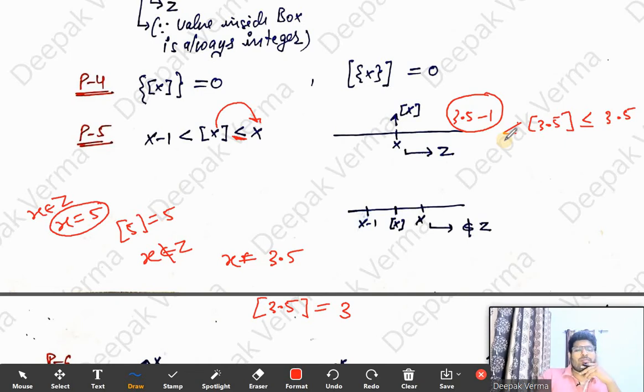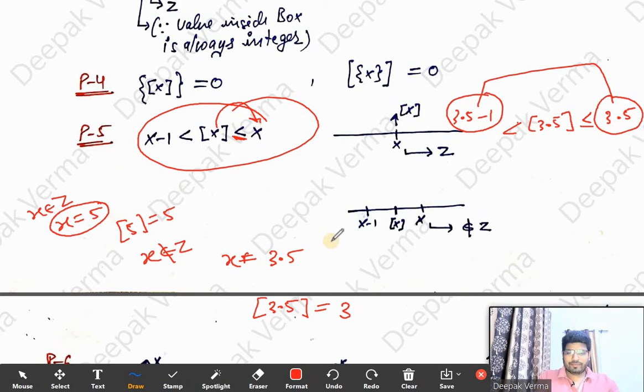3.5 minus 1 means 2.5. This will be greater than 2.5 but less than 3.5. This is what we are actually trying to say here. Got it? I hope it is clear.